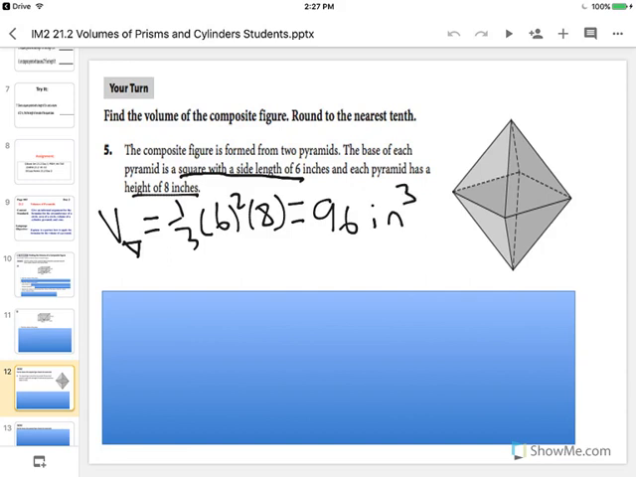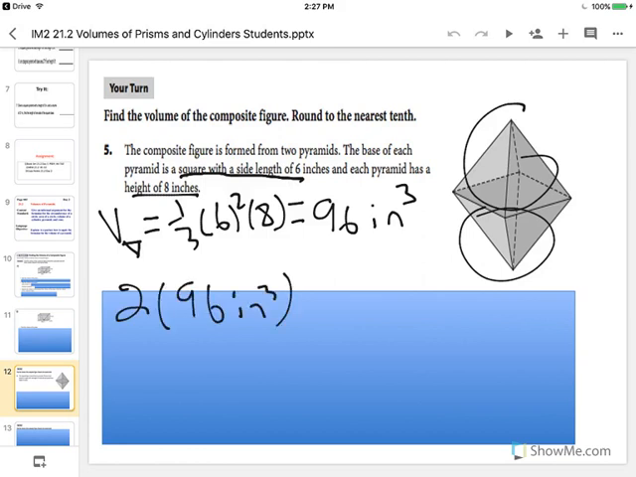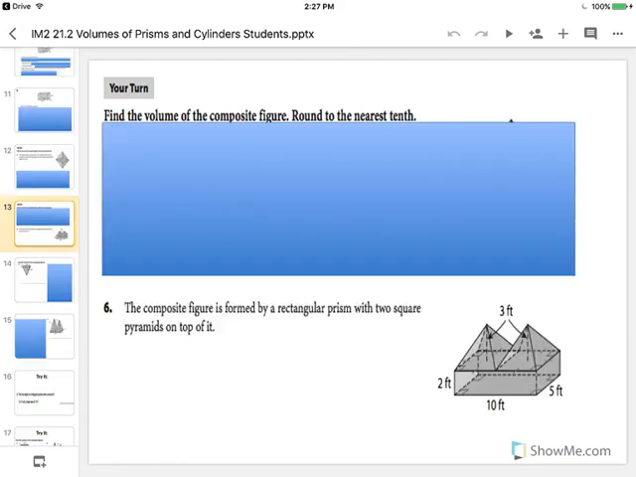But remember that there are 2 of these, so you would do 2 times 96 inches cubed, which gives us 192 inches cubed. Then for number 6, the composite figure is formed by a rectangular prism with a square pyramid on top of it.